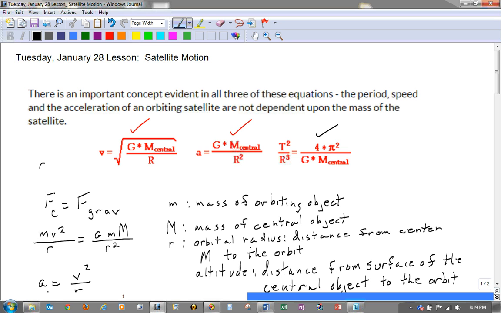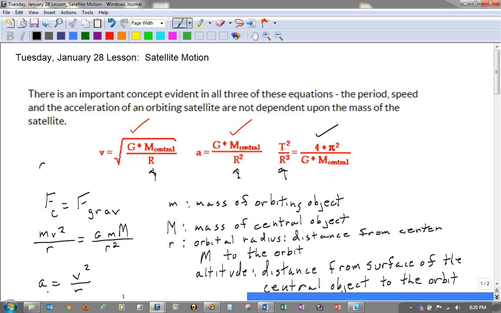The one thing that I do want to caution you about, though, is that the formula has an r in it, and you must remember that that r in each of these formulas is the orbital radius, the distance from the center of the central mass all the way up to the orbit. So if they don't give it to you that way, if they give you the radius of the central object and the altitude of the satellite, you'll have to add those together to find the r that you're going to use in your formula.